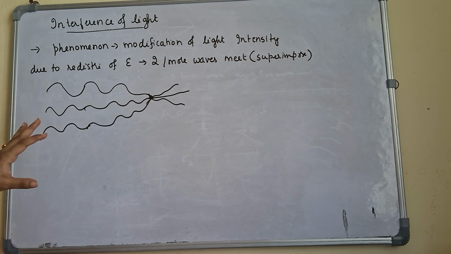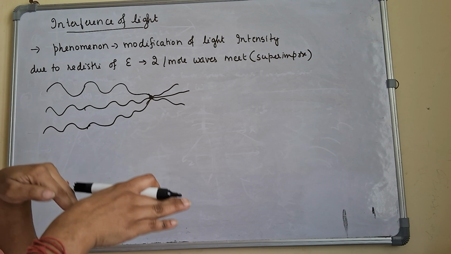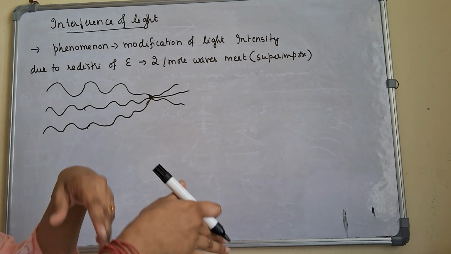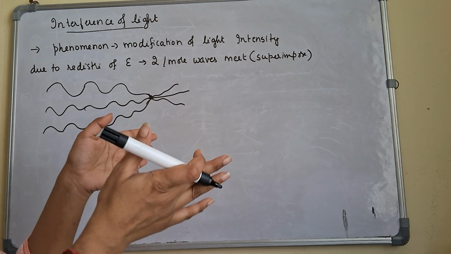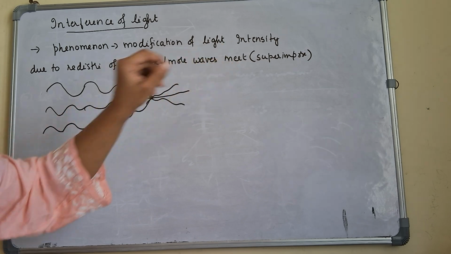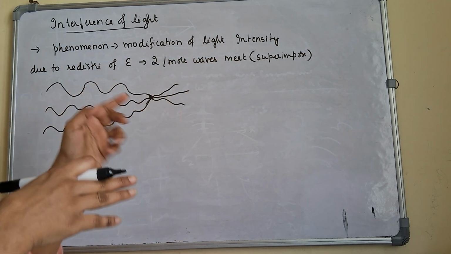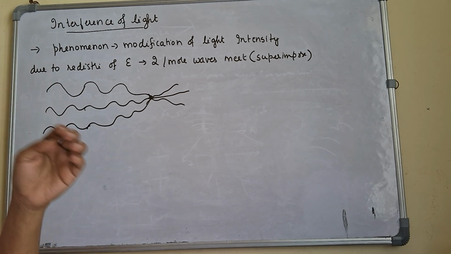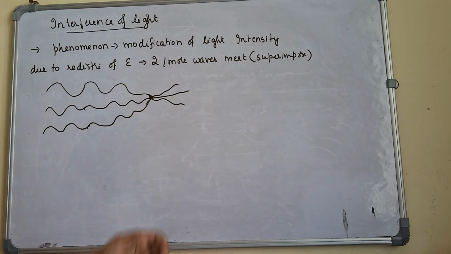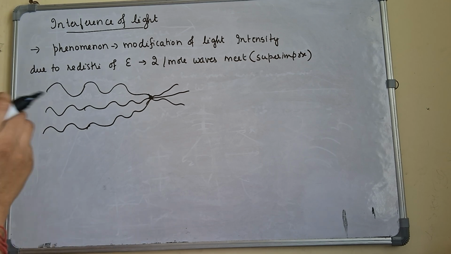In simple words, the process wherein there are many waves which are meeting together is what we call superimposition or superposition of waves. They are interfering with each other, and when they interfere and finally come out, there will be redistribution of energy, because of which there might be modification in the light intensity.